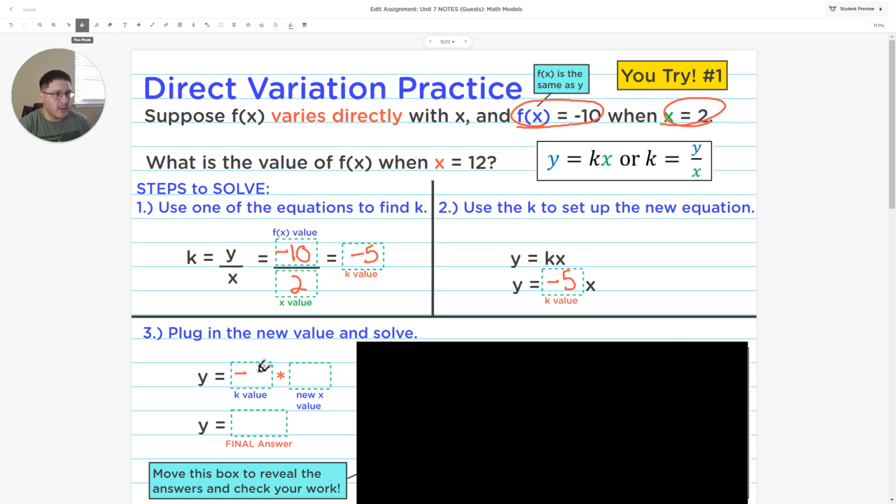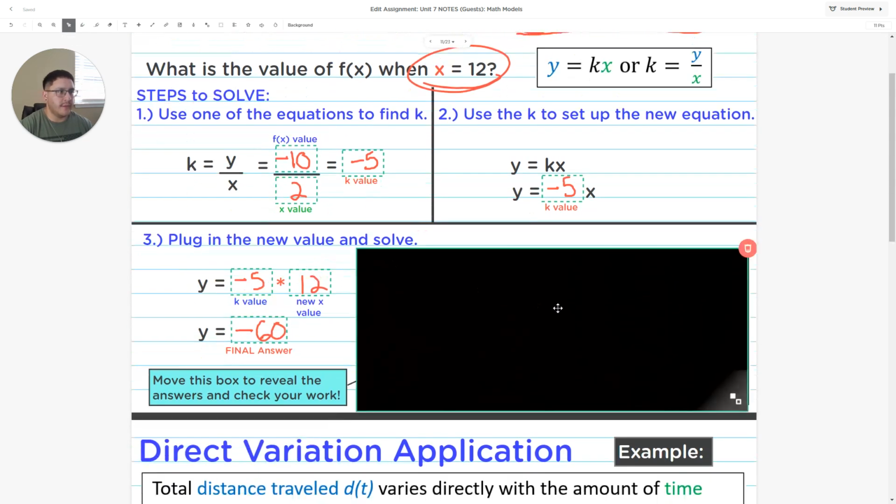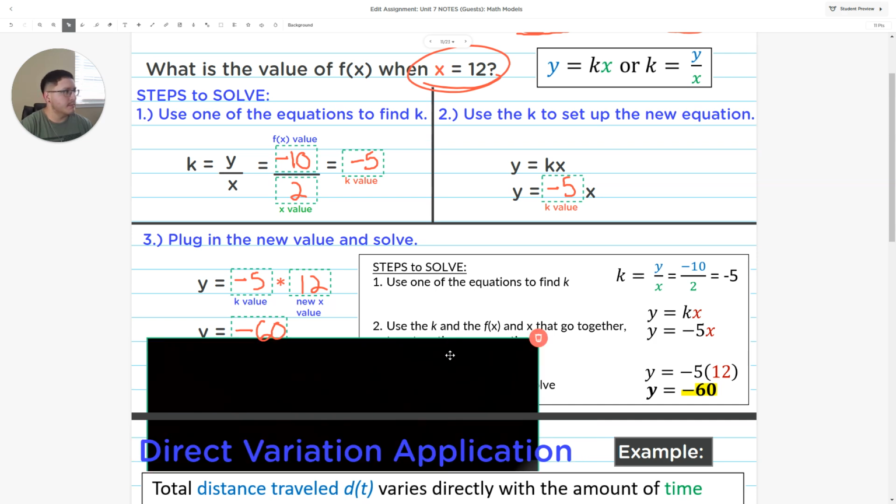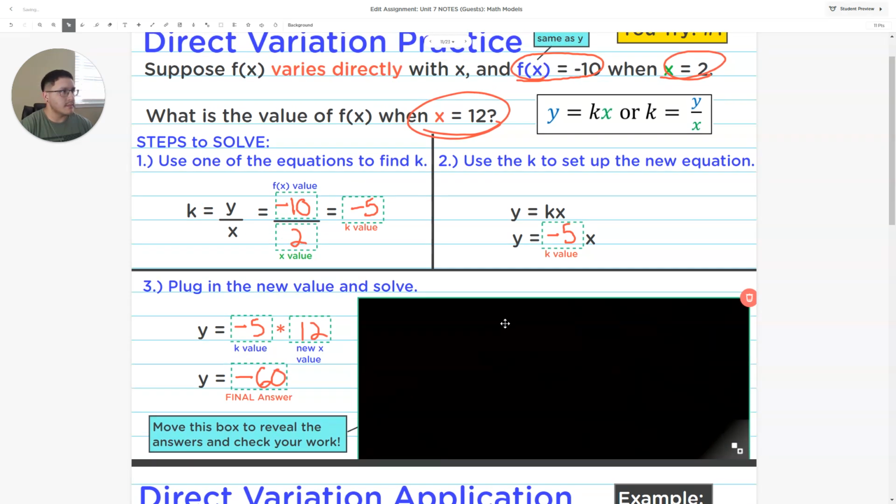We are then going to plug in the new x value, 12, and find the answer from there. So negative 5 times 12 from the new equation that we built should be negative 60. And that should be your final answer. And you can see right there, that's it. That's it for you try number 1.